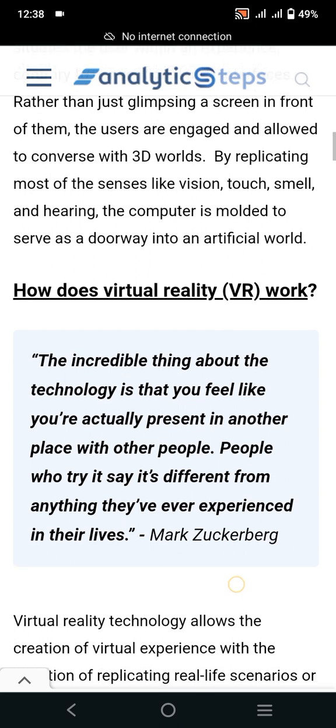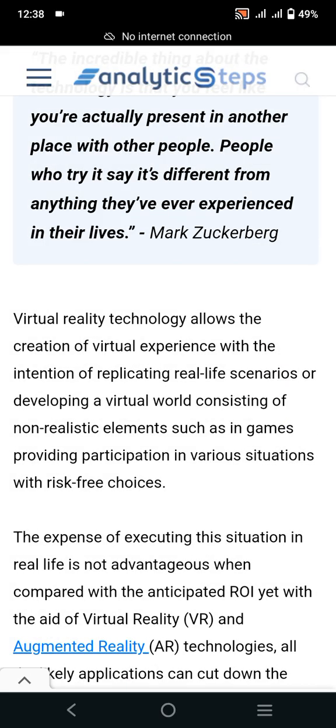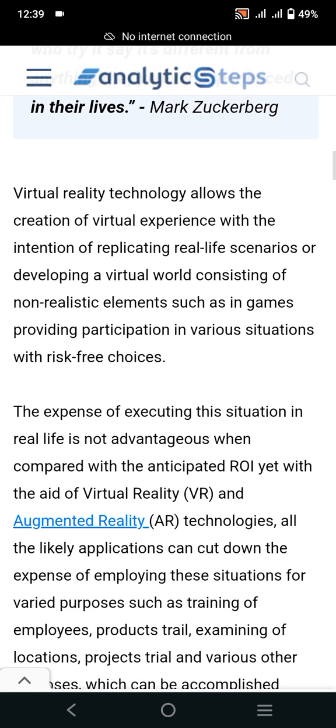How does virtual reality work? The incredible thing about the technology is that you feel like you are actually present in another place with other people. People who try it say it's different from anything they have ever experienced in their lives. Virtual reality technology allows the creation of virtual experiences with the intention of replicating real life scenarios or developing a virtual world consisting of non-realistic elements such as in games, providing participation in various situations with risk-free choices.